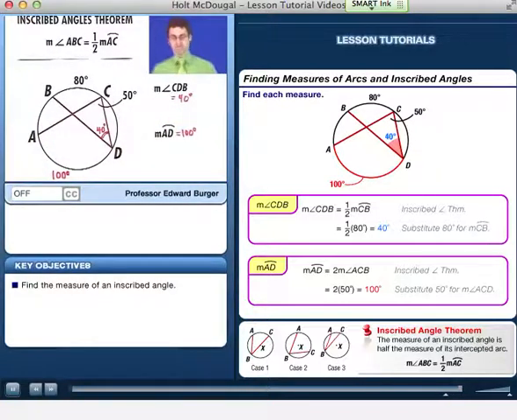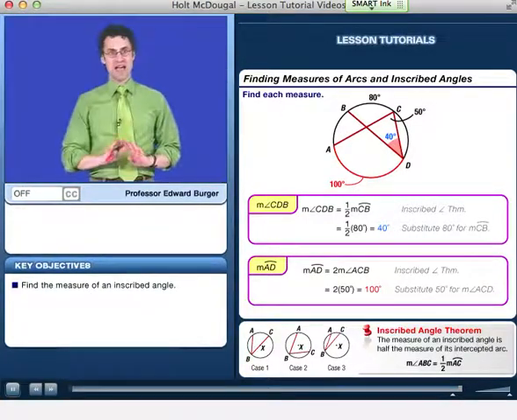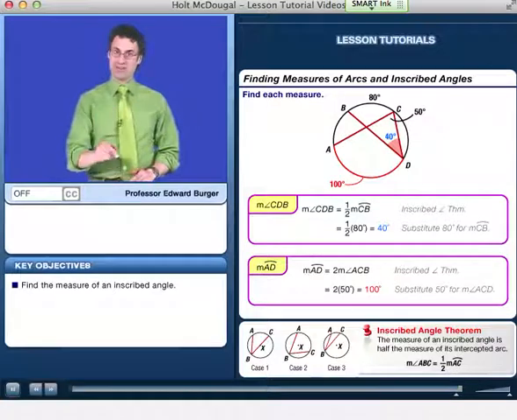It really is a beautiful result that allows us to quickly connect angles with arcs. Absolutely beautiful. I love it. Circles are great.